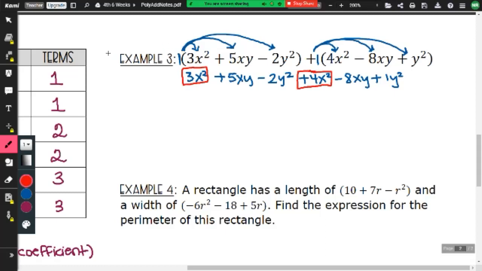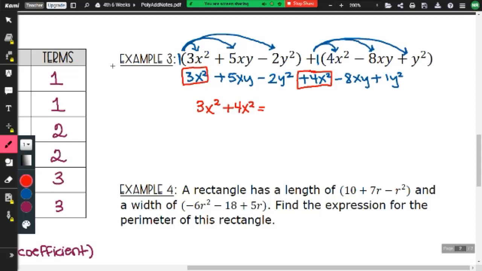It's good to point this out, but can I group 8xy with 4x squared? No, I can't, because I like to use food just because that makes it more familiar. This would be like having a double cheeseburger with 2 meats, and this is like having a burger with bacon, something different, right? So I can't put those two together. You have to have the same letter to the same exponent. And if it has 2 letters, it has to have the same 2 letters to combine it.